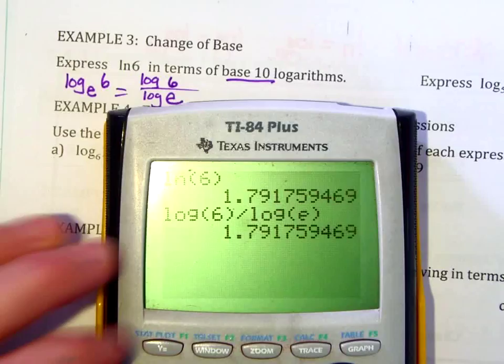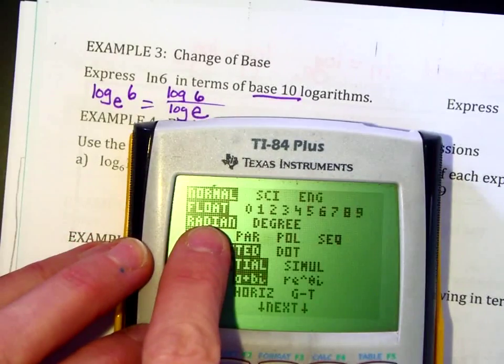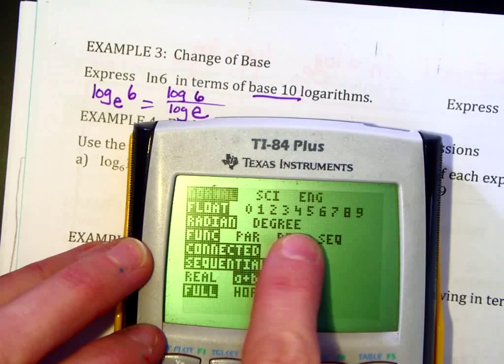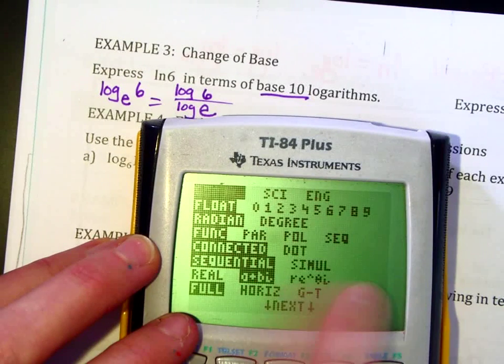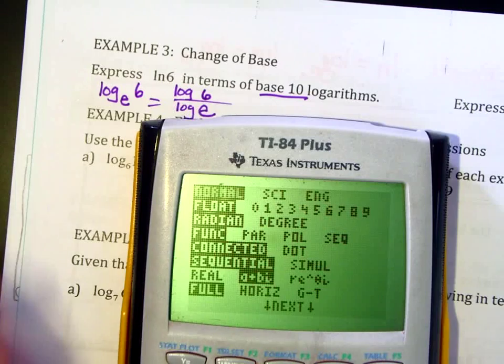Oh, you know what? Go to mode, and if you want it in float to have it round to as many digits as possible. So if you have it on like 1, 2, 3, or 4, it's only going to round as many digits as you allow it. And float will take it to the maximum that the calculator allows.